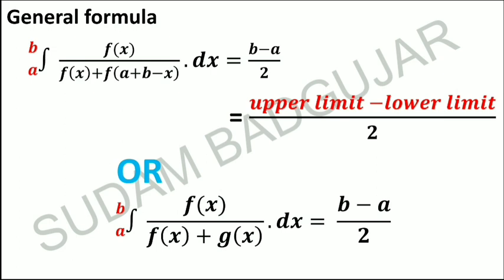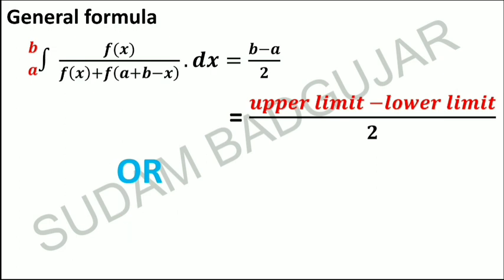When do we apply this formula? Note this point: if the denominator is a sum of 2 terms, f of x plus f of a plus b minus x, and one of the terms is at the numerator, that time you have to apply this shortcut formula. This formula is very important. You can find the final answer within 2 seconds. Upper limit minus lower limit upon 2, that's it.